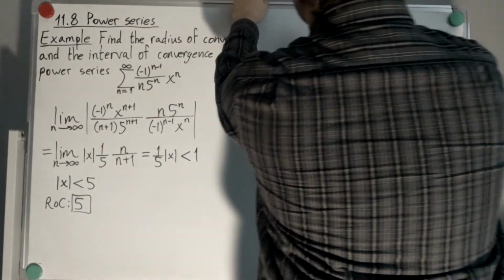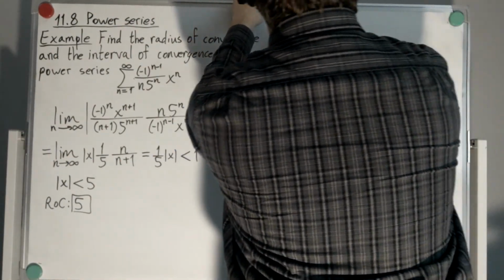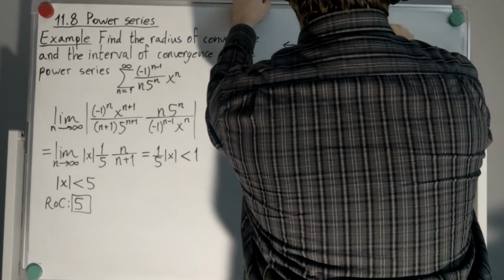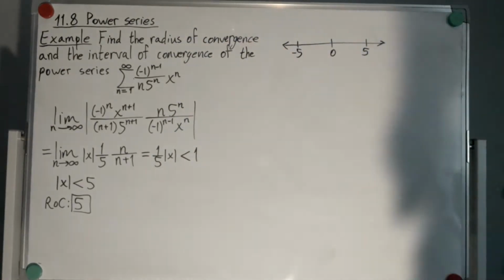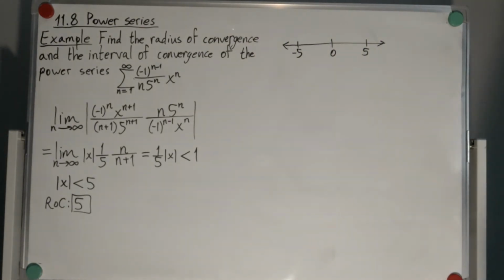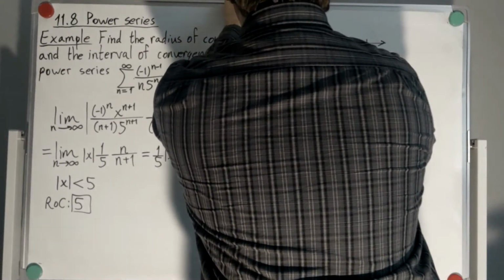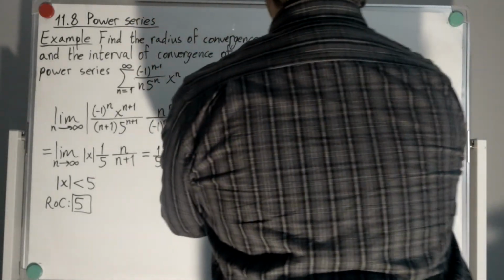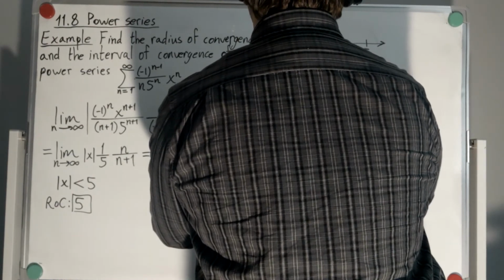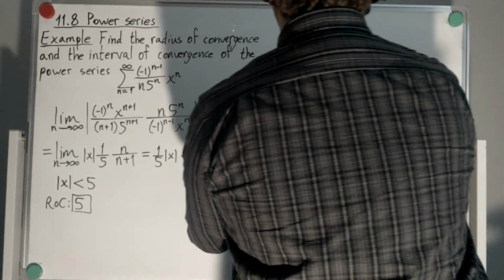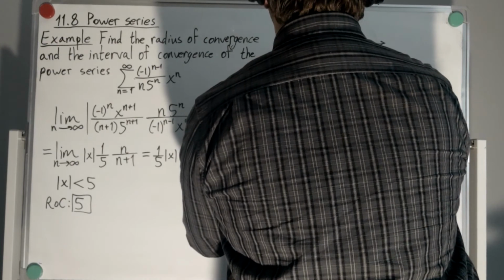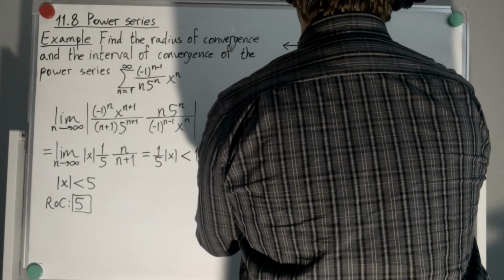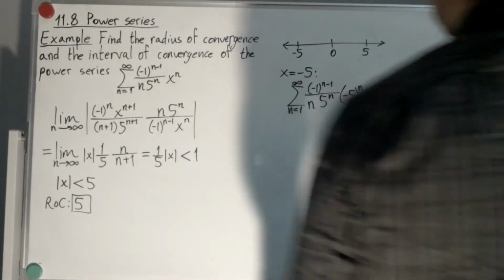And the center is 0. So once again on our number line, we just have to start at 0 and go out by a distance of 5 on either side. Let's see here. If x is negative 5, then this becomes the sum from n equals 1 to infinity of negative 1 to the n minus 1 divided by n 5 to the n times negative 5 to the n.